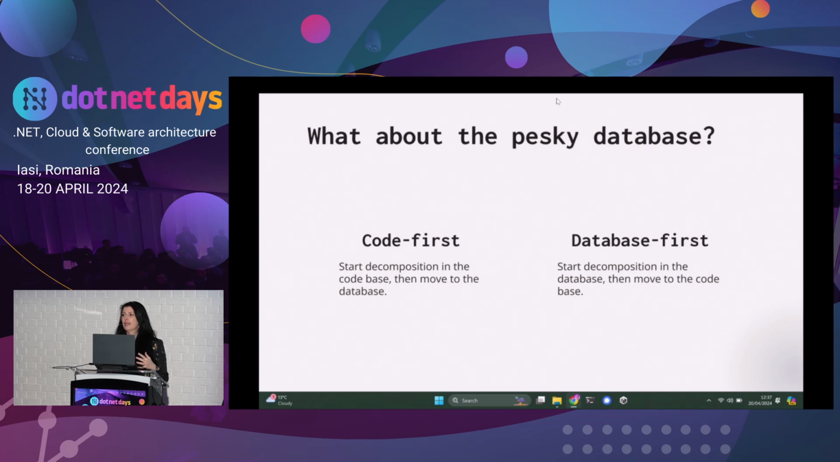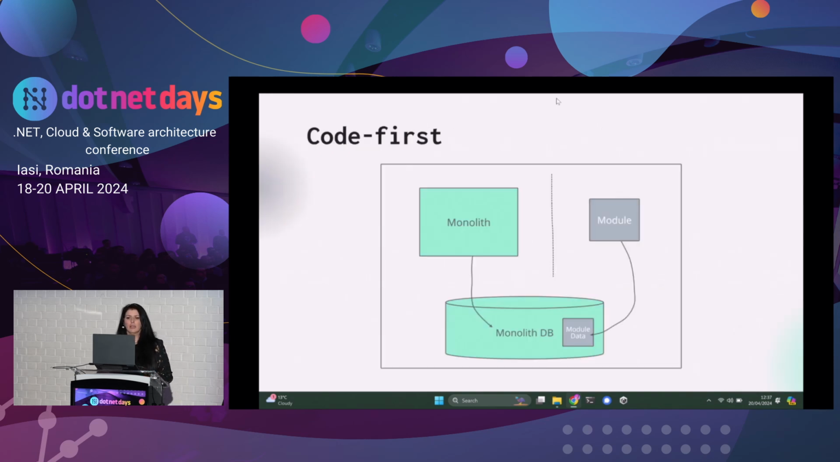Okay, so again, that pesky database, we spoke about that earlier and decomposing. So we're not going distributed. So do we need to decompose the data? Well, let's have a look at the options first. So code first. Okay, we start by taking the module out. So now we're coupling the existing monolith and a module with the database, okay?